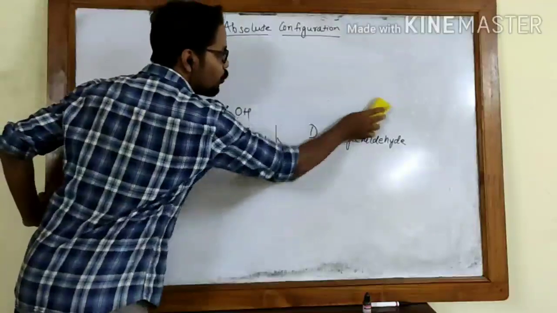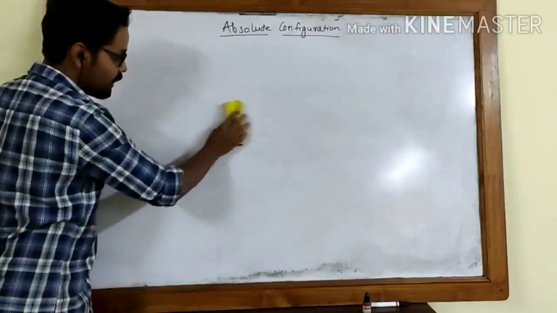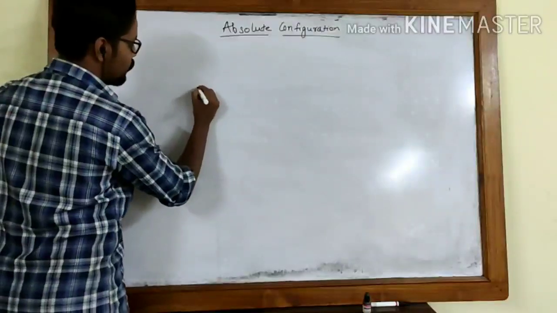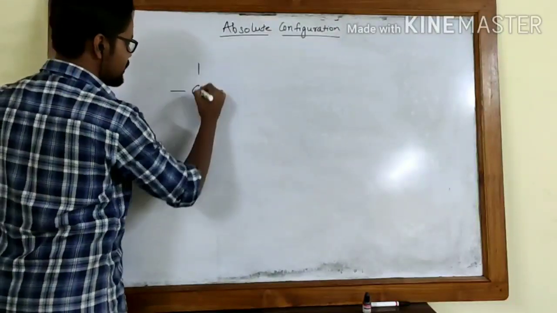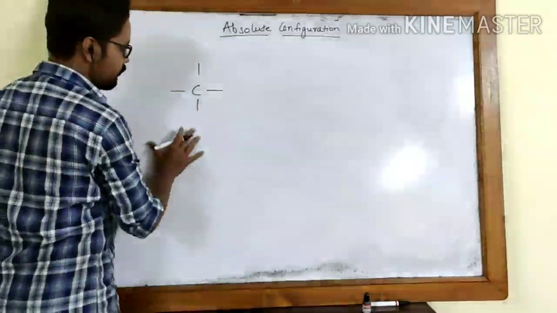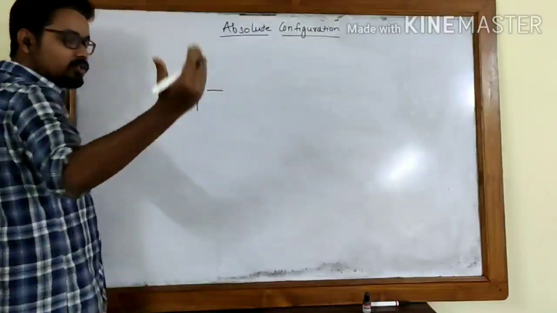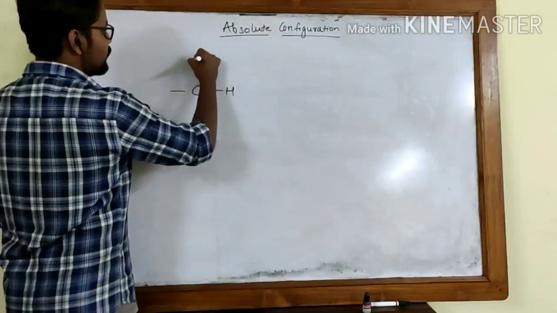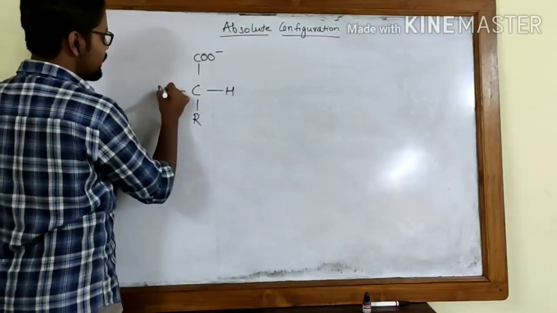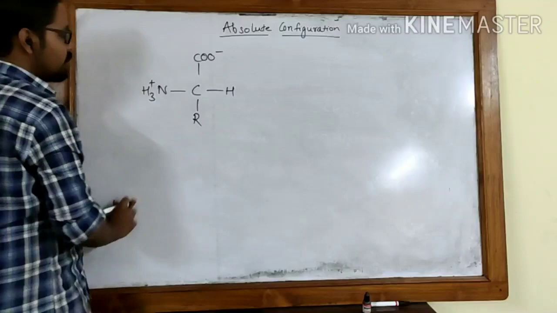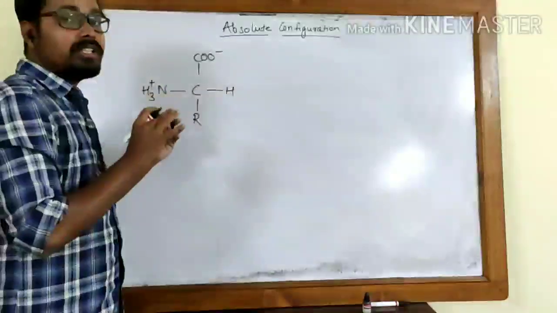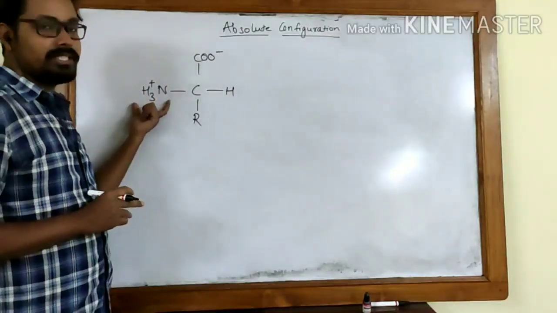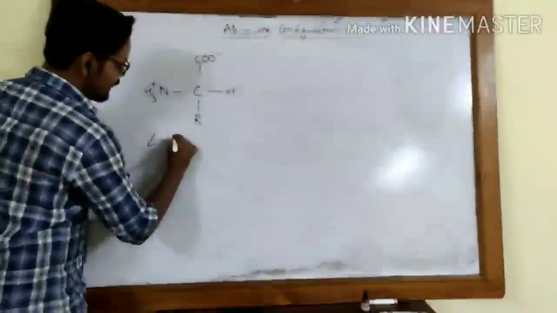So amino acids also have one chiral central carbon, and to this we have four groups attached. So let us take one general structure of an amino acid in the Fischer, 2D configuration. What we saw in the last classes: we have one R group, one H, one COO minus, and one NH3 plus. In this configuration, we will consider the N group. NH3 here is towards the left, so this is an L amino acid.